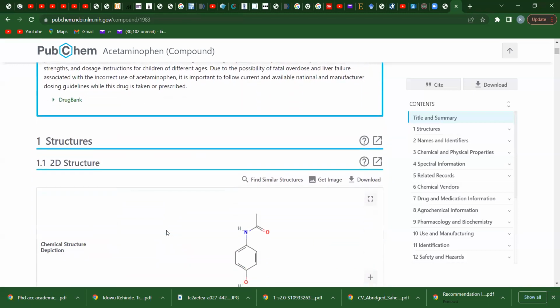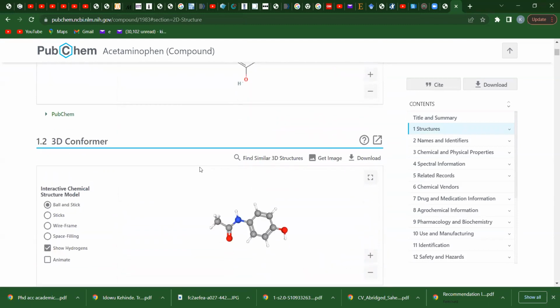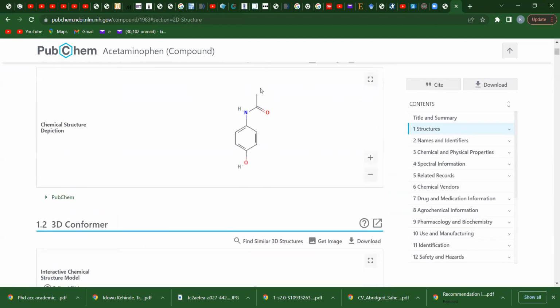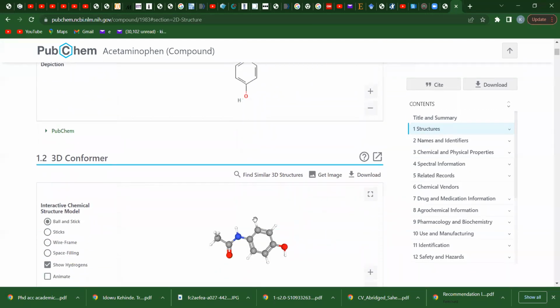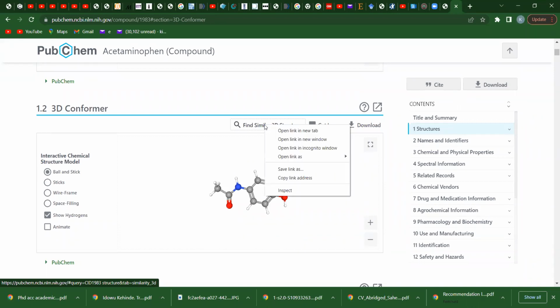So we have, can you see, this is the structure of acetaminophen, the Tylenol that we use. This is the 2D structure. This is the 3D structure, and you can download it or get it in the form of an image. And you can find similar structures. I was talking every time about similar. Let's assume we want to look for drugs that have a similar structure to acetaminophen. Let me open this in a new tab.